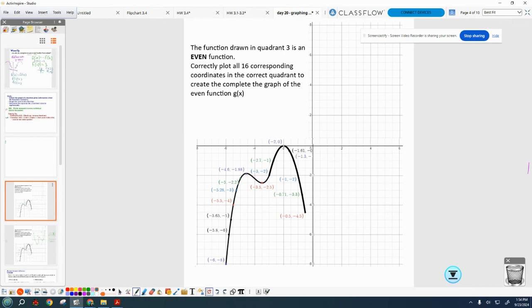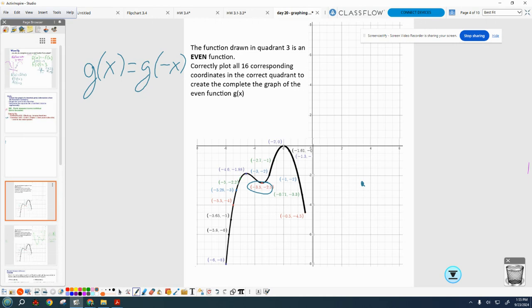So with what we just did a second ago, Stuart said for it to be even, this needs to be true. So if this coordinate, negative 3.5 and negative 2.5, is on the graph, then positive 3.5 and negative 2.5 will be on the graph too. Okay?